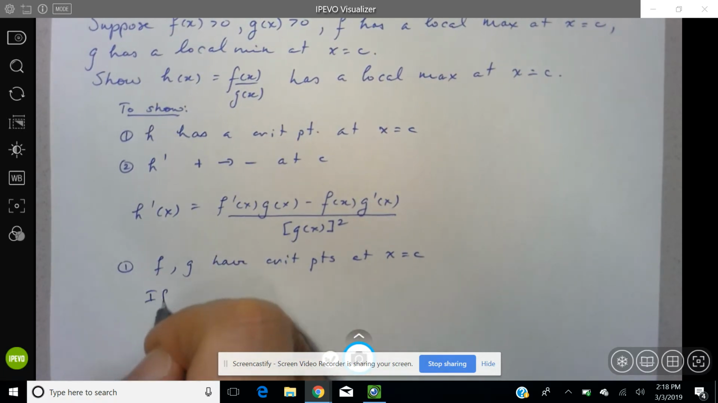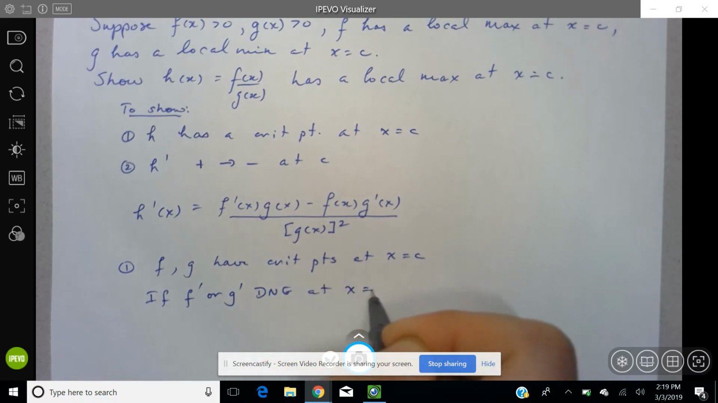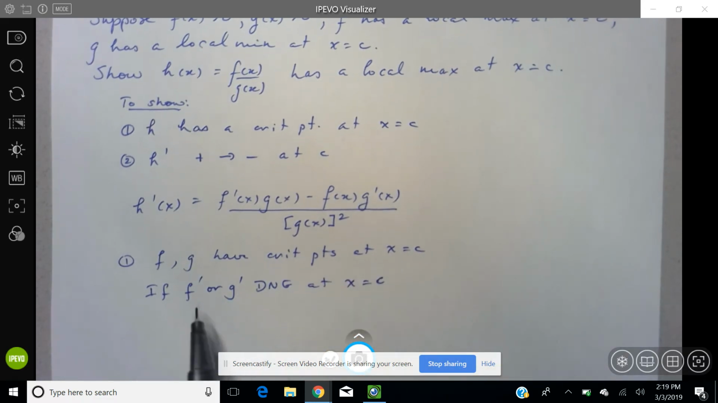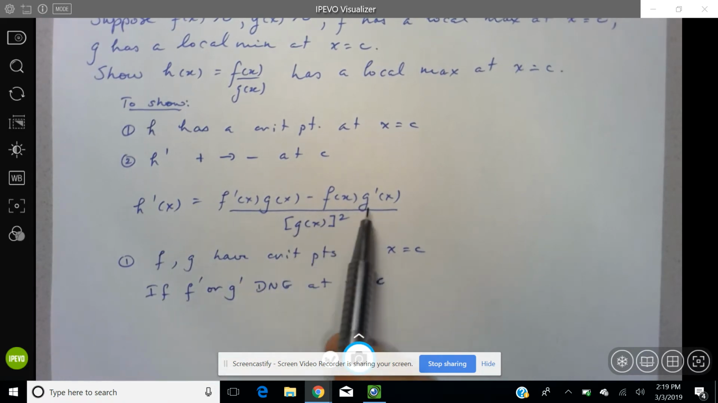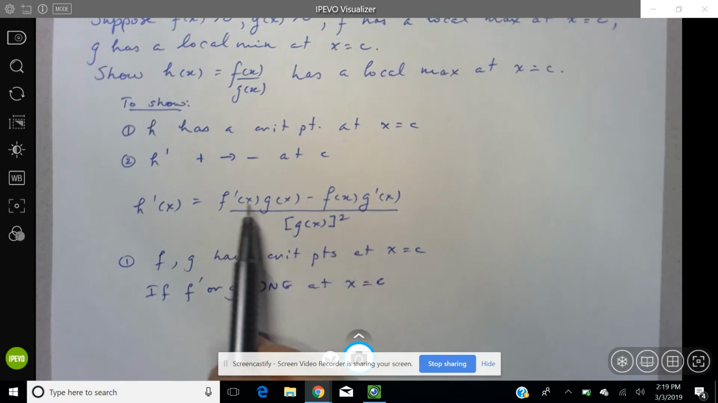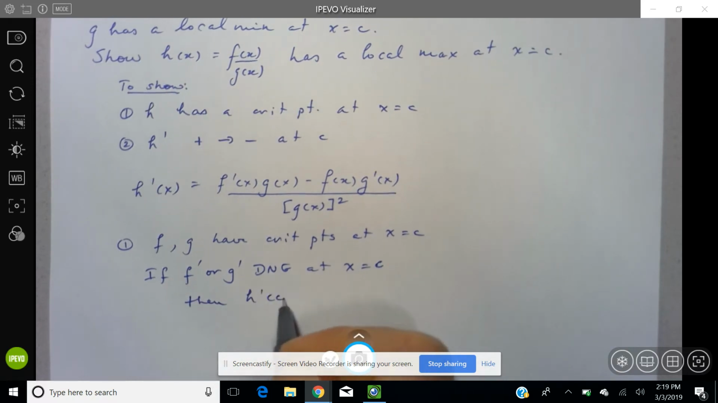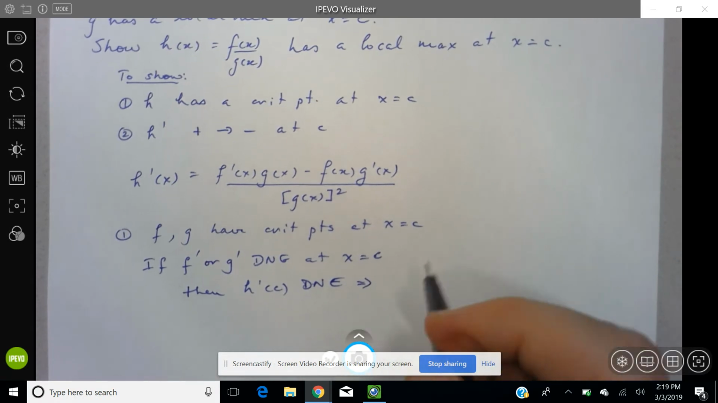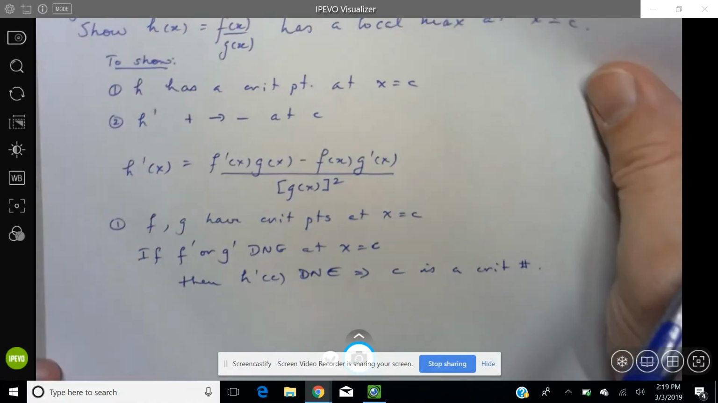Okay, so let's say we have f prime or g prime not existing at x equals c. Let's say one of these or both of these things occur at c. Then we know that h prime can't exist at c because at least one of these terms is not going to exist. So we can say then h prime at c does not exist. And what does that imply? That implies that c is a critical number, which is one of the things that could happen.